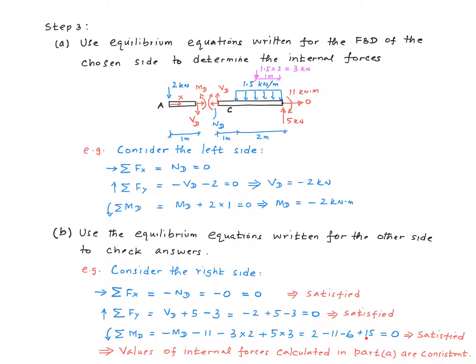So you can follow this line, the moment equilibrium line, easily. Now you can say that the values you got for the internal forces in part A are consistent. So to sum up, this is how you find the internal forces at a point on a beam.